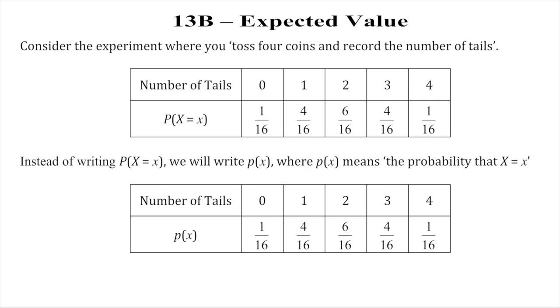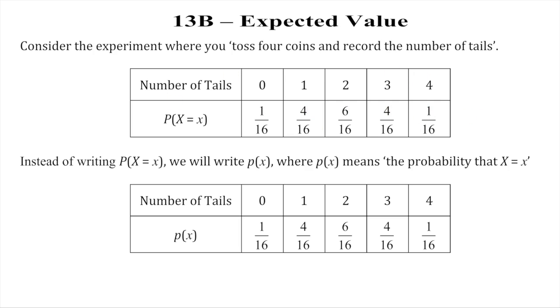What's the probability of getting 2 tails? Follow it, you get 6 ways out of the 16. 3 tails, 4 ways out of the 16. 4 tails, 1 way out of 16. And if I add this row up, 1 plus 4 is 5, 11, 15, you get 16 out of 16, which adds up to 1, which means I've included everything.